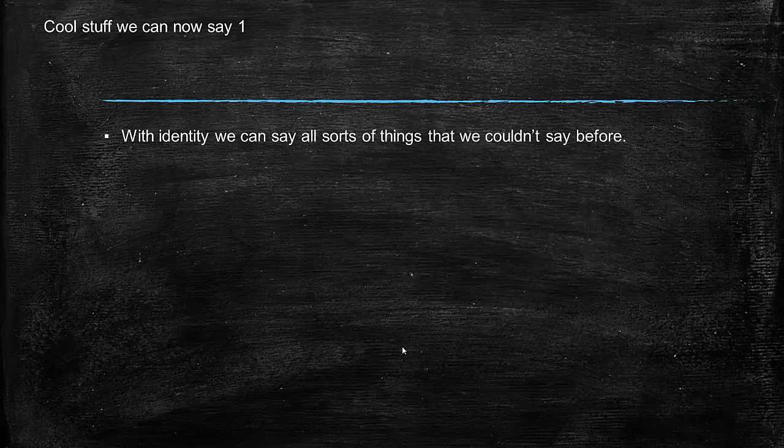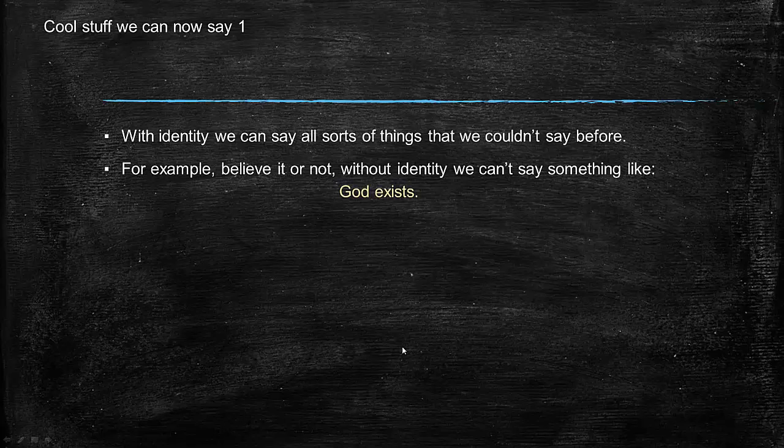Okay, so what can we do with the identity relation? Well, the answer is we can do a lot. We can say all sorts of things that we really couldn't say before. So think about a statement like "God exists." Believe it or not, we actually could not say that properly without the identity relation.